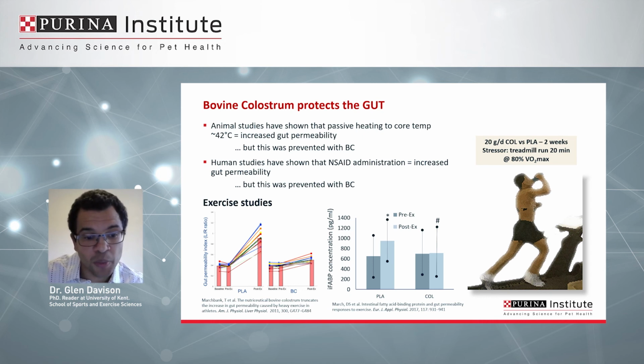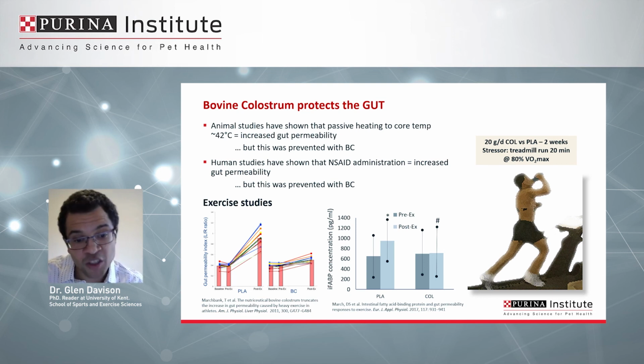So the two bars to the left in the placebo condition are normal resting samples. The bar to the right in the placebo condition is what happens after exercise. And we see a significant increase in GI permeability as identified via this marker.